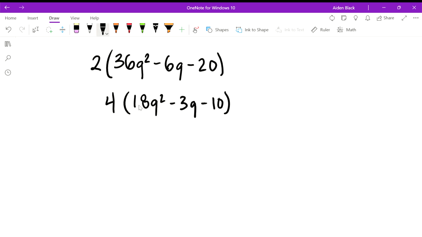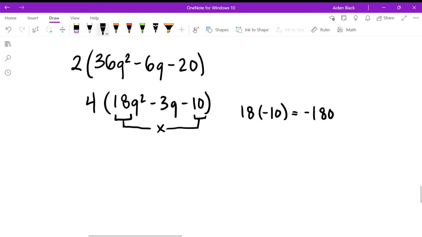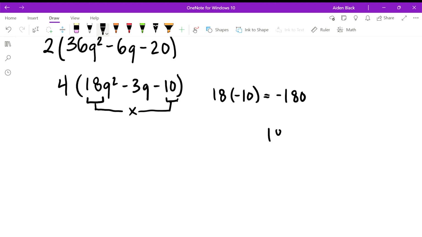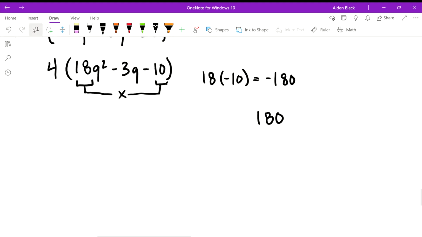Now what we want to do, remember, when our leading coefficient isn't 1, we have 18. We want to multiply that with our constant. So 18 times negative 10 equals negative 180. So we need two values that when multiplied together make negative 180, but when we sum them up, we get negative 3. So what I'd do is break 180 down into 2's.